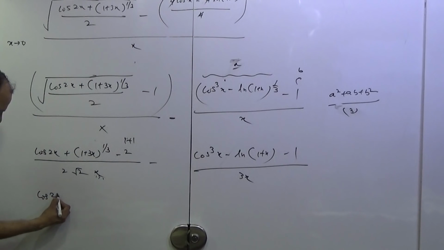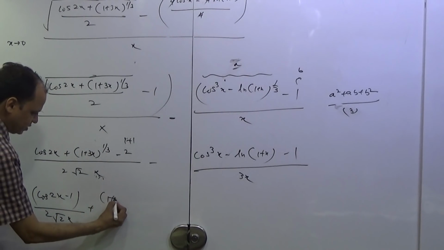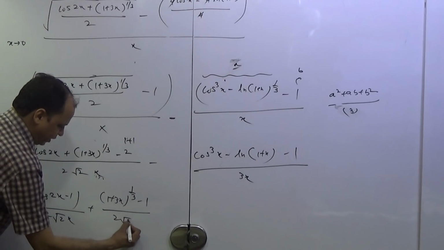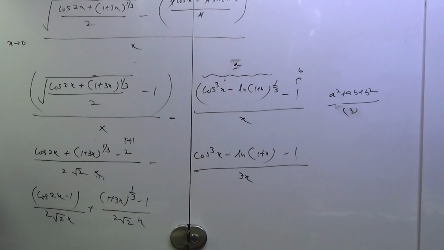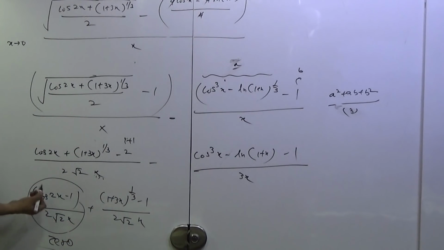What is the harm in writing one step? Cos 2x minus 1 divided by 2 root 2x. And what else is left? Plus 1 plus 3x to the power 1 by 3 minus 1 divided by 2 root 2x. This will give you something, but this first one will give you 0. Are you clear with this 0? Yes, sir. If it is x square, then we get 1 by 2 for this. Not 1 by 2 exactly, but some value.